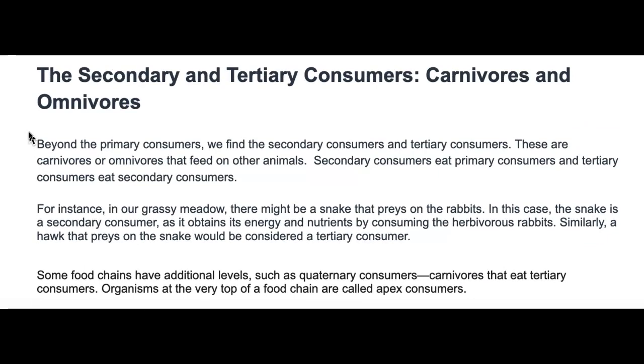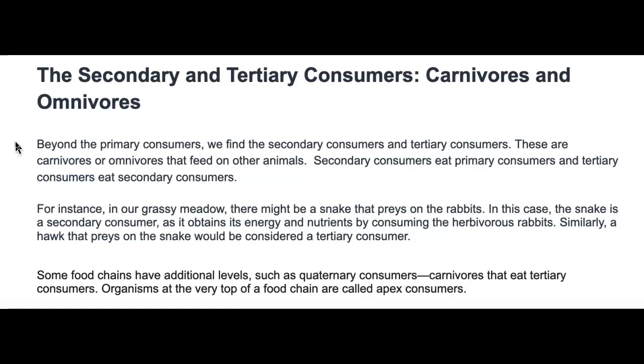The secondary and tertiary consumers, carnivores and omnivores. Beyond the primary consumers, we find the secondary consumers and tertiary consumers. These are carnivores or omnivores that feed on other animals. Secondary consumers eat primary consumers, and tertiary consumers eat secondary consumers.